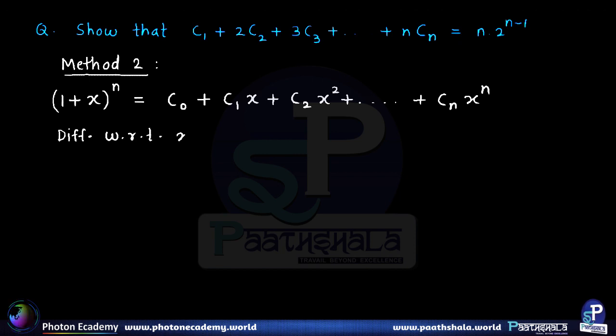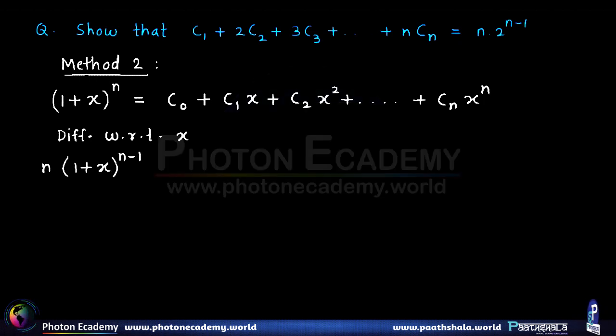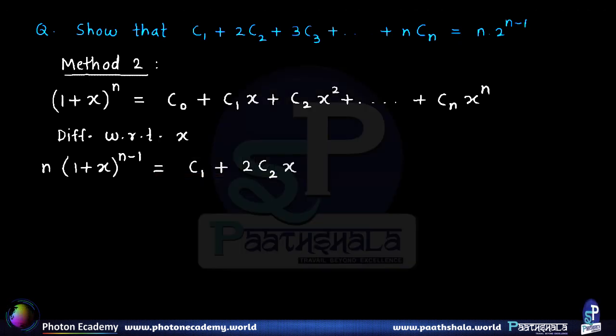So differentiating both sides with respect to x, we get n into 1 plus x raised to n minus 1. Now this is a standard result in differentiation. So now C0 is a constant, so its derivative will be 0. The derivative of C1x will be C1. Derivative of C2x square will be 2 C2 into x, plus the next term would be 3 C3x square, and so on up to the last term, which would be n Cn x raised to n minus 1.